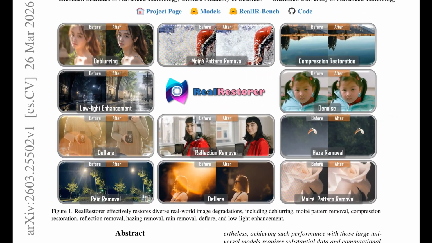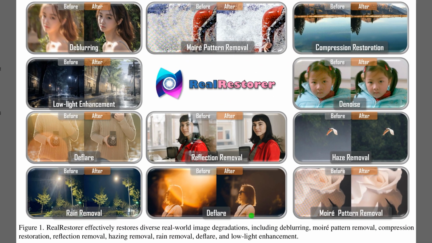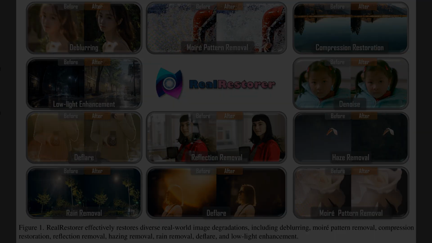Well, Figure 1 shows the impressive range of real-world degradations that RealRestorer can handle. We see clear improvements across several challenging tasks, like deblurring and moire pattern removal. It also effectively addresses other common issues, such as reflection removal, deflaring, and low-light enhancement. These examples highlight the model's versatility in dealing with the complex, multifaceted corruptions found in authentic photography.